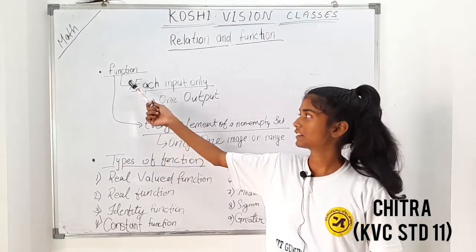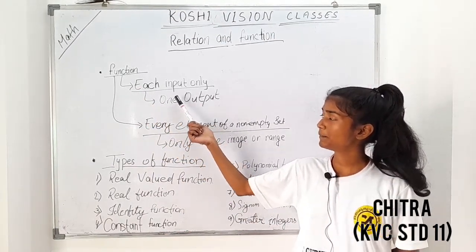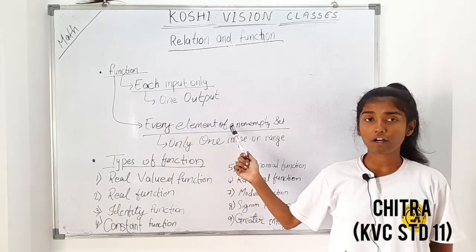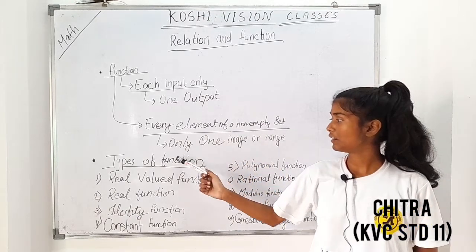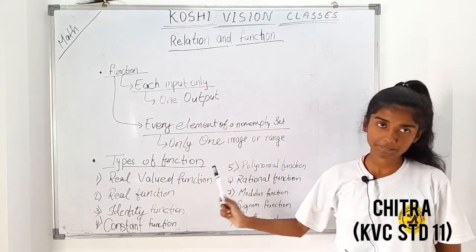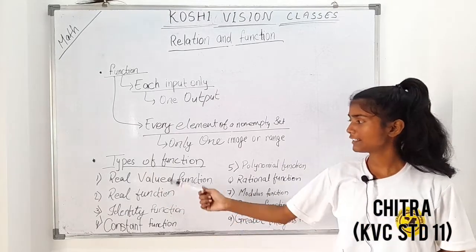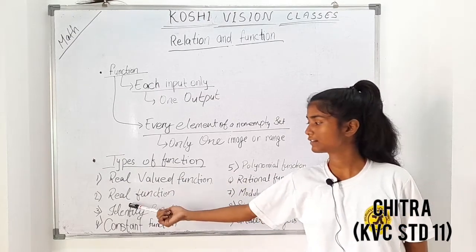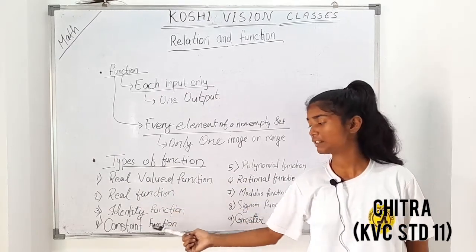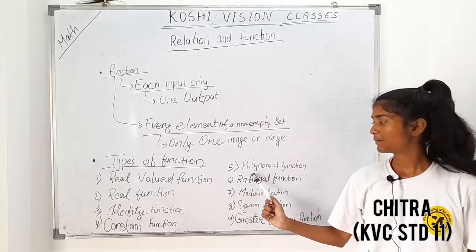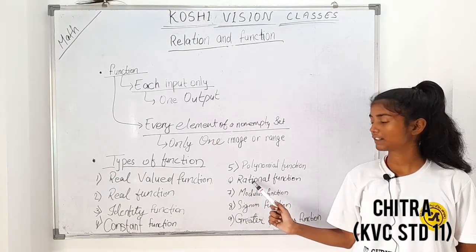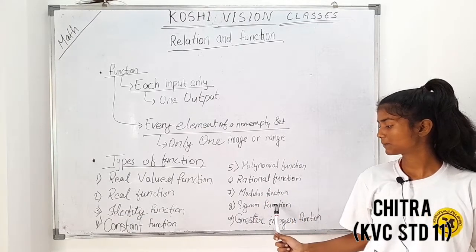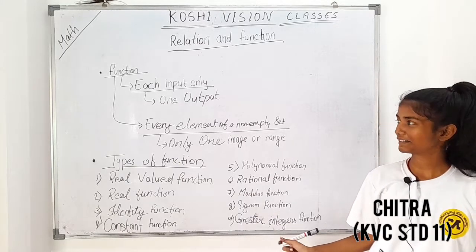Our next topic is function. In a function, each input has only one output, and every element of a non-empty set has only one image or range. There are 9 types of function. First is real valued function, second real function, third identity function, fourth constant function, fifth polynomial function, sixth rational function, seventh modulus function, eighth signum function, ninth greatest integer function.